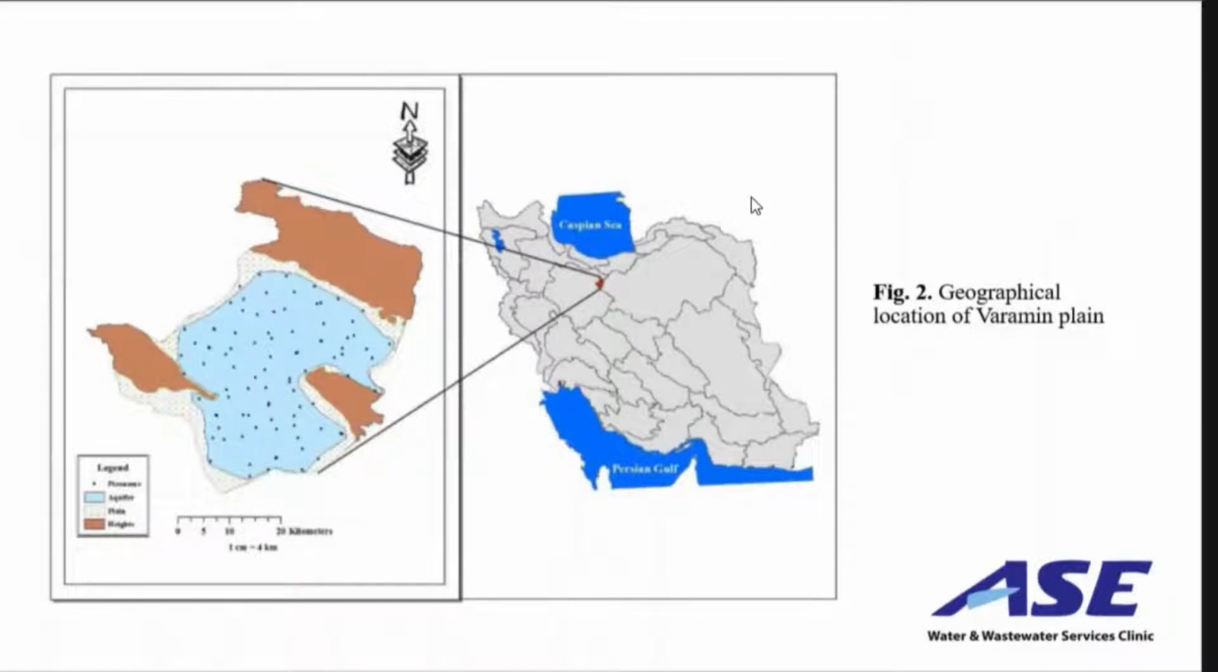This is the area of Iran, where in the north is the Caspian Sea, and in the south you can see the Persian Gulf. In the Tehran area there is the Varamin Plain, which is an agricultural place, and there are many farms there. This catchment has an area of 1072 square kilometers, located at about 35 degrees 7 minutes to 35 degrees 79 minutes north latitude, and 51 degrees 26 minutes to 51 degrees 55 minutes east longitude.